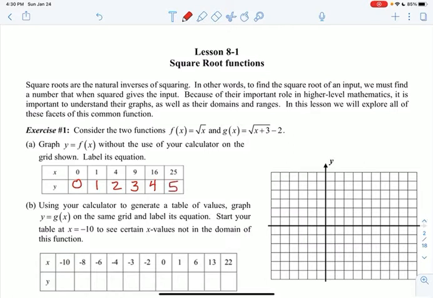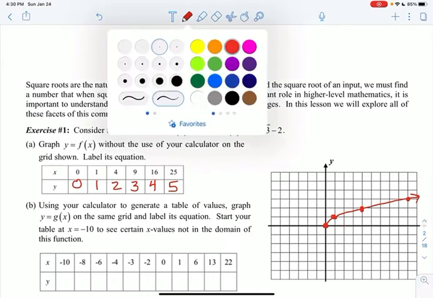Now I'm going to graph that. So I got (0, 0), (1, 1), (4, 2), (9, 3). I count 1, 2, 3, 4, 5, 6, 7, 8, 9 along the x-axis, and 1, 2, 3 up the y-axis, and that's about as far as I can go on this. My graph would look like this. Okay, grab a different color.